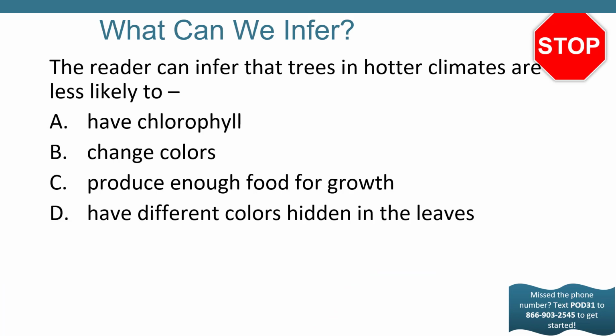Welcome back. Here's that first question with the answer choices. The reader can infer that trees in hotter climates are less likely to A. Have chlorophyll, B. Change colors, C. Produce enough food for growth, D. Have different colors hidden in the leaves. Pause your video and text in your answer now.